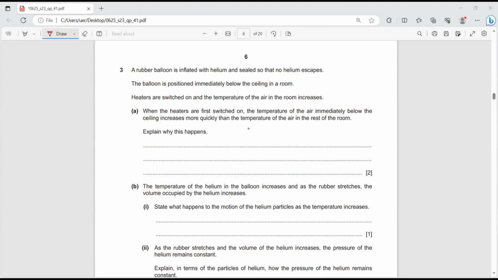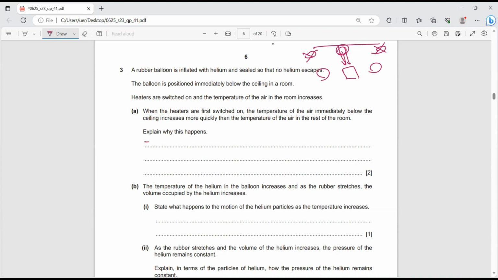For example, the question is asking like this. This is a heater, right? This is a ceiling. Why is the air right below the ceiling faster compared to the side? Why not here? Why must it be exactly there? This is because of the convection. Okay, get it?